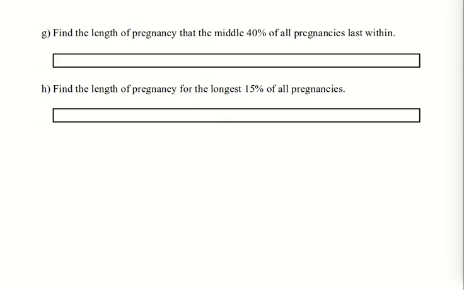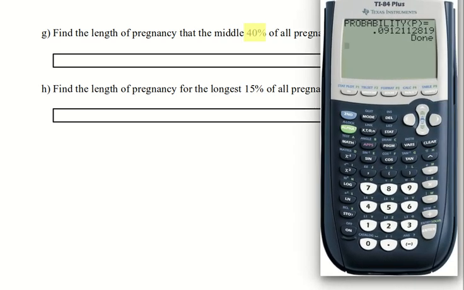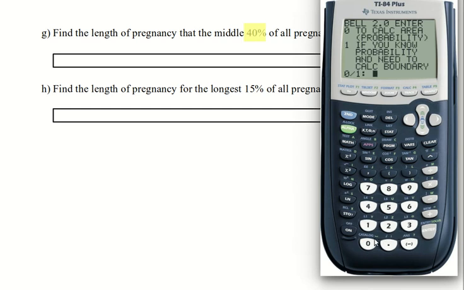The next two questions look like they both have probabilities in them, so we'll be interested in finding the boundaries that contain that probability. G says, find the length of pregnancy that the middle 40% of all pregnancies last within. The middle means that we're bounded by the mean to the right and left, symmetric of it. So let's get out Bell and let's figure out where the middle 40% of pregnancies lie in terms of days. So I'm going to go into programs. I'm going to grab Bell. I'm going to be interested in finding the boundary.